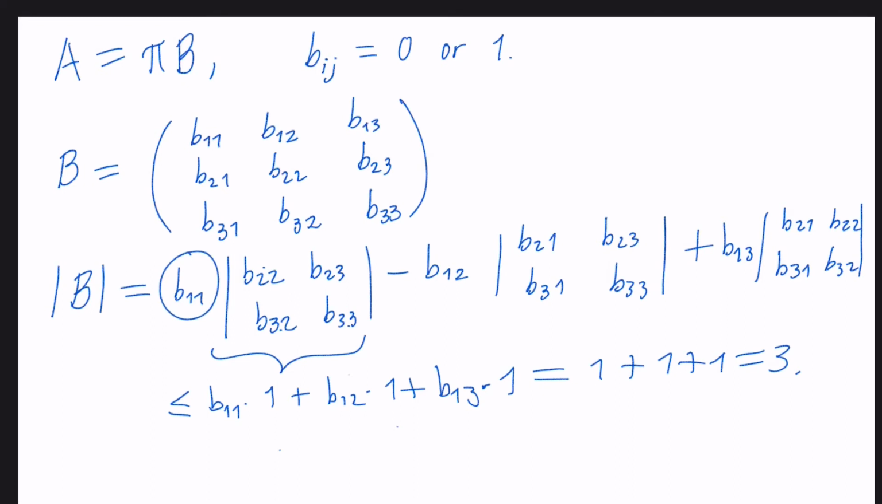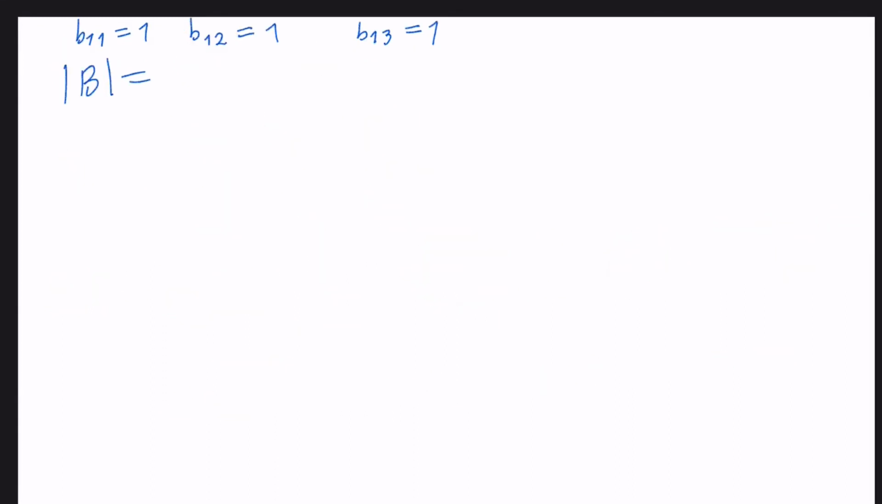So how can we obtain this bound? This bound can be obtained if we consider B11 equal to 1, B12 equal to 1, and B13 equal to 1. These are the only possibilities because these numbers must be equal to 1; if not, they will be equal to 0 and they won't add anything. So what will we have here? We'll have 1, 1, 1.